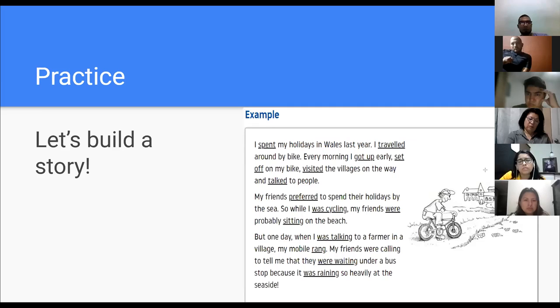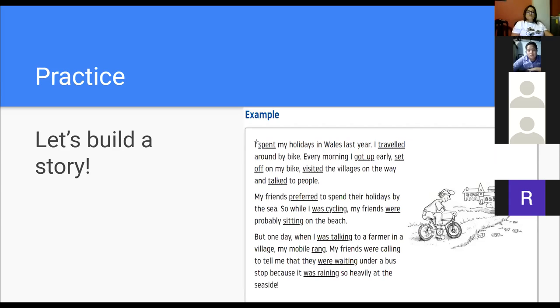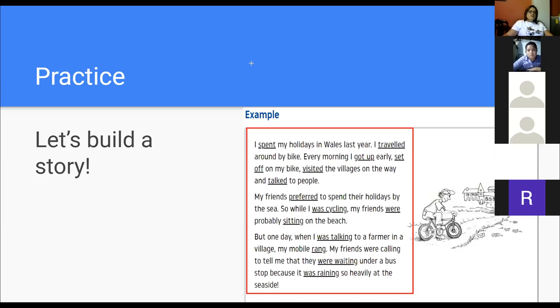Who would like to help me read, guys? Let's have Hilda. Hilda, would you please help me read? I spent my holidays in Wales. Last year, I traveled around by bike. Every morning I got up early, set off on my bike. I visited the villages. Repeat, villages. Yes. On the way, I talked to people.